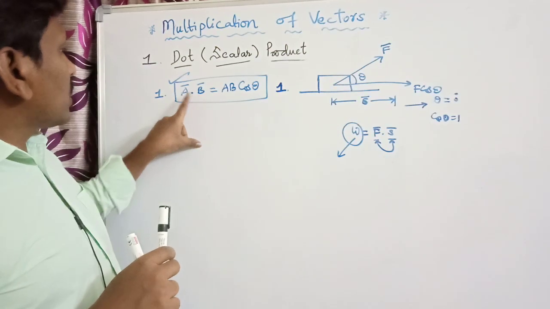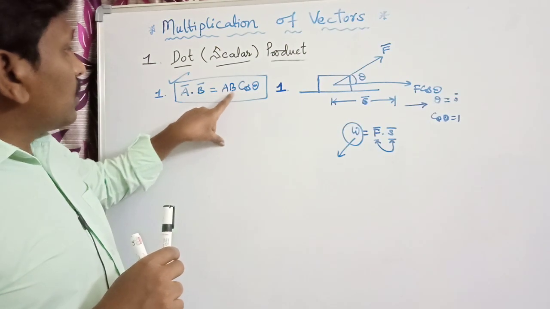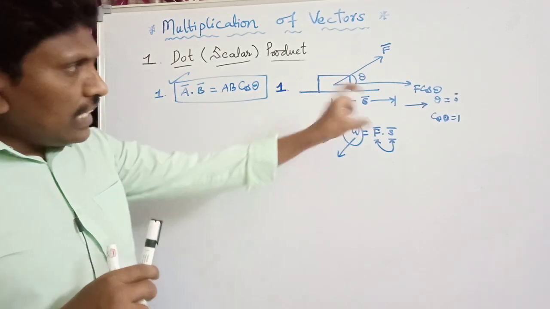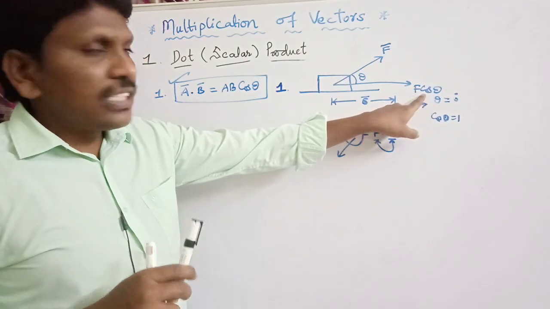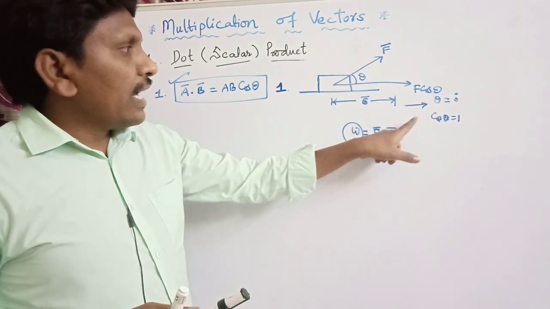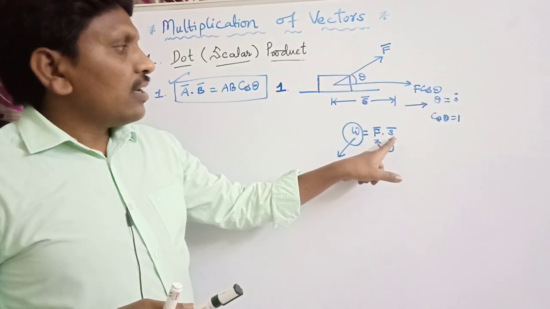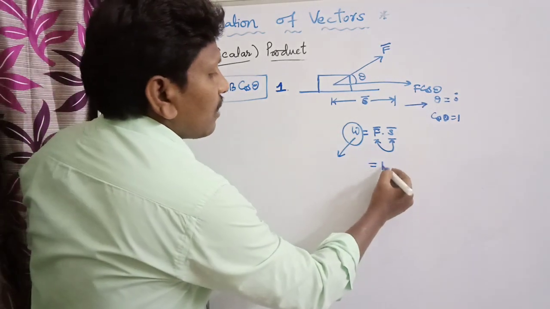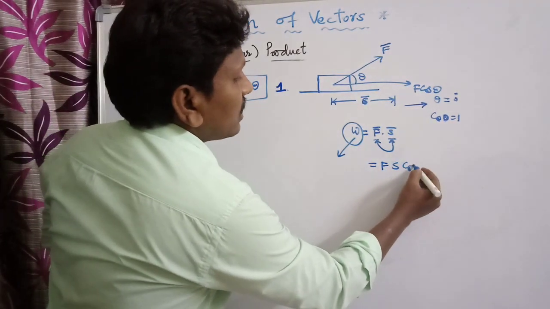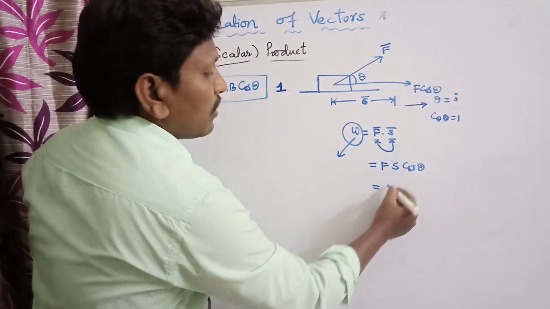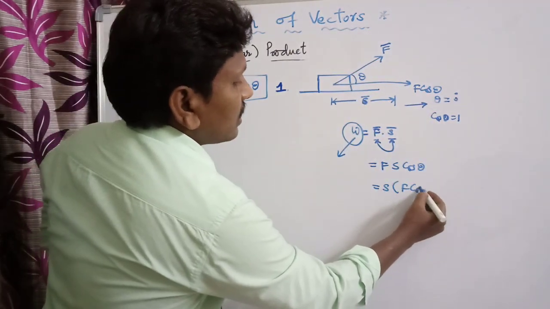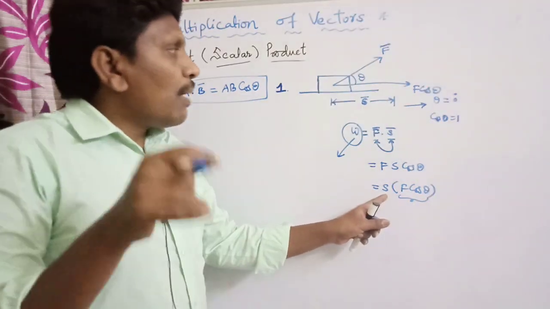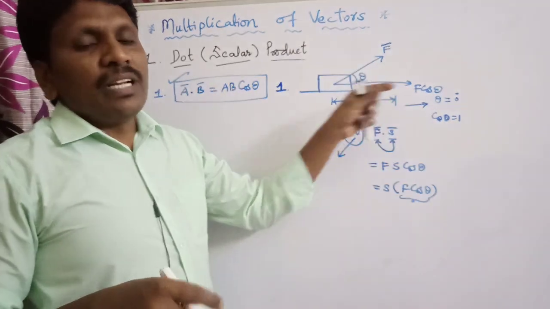The dot product of the two vectors equals the product of the magnitudes of the two vectors and the cosine of the angle between them. In the same way, F cos theta is a component of the F bar vector, and the magnitude of the S bar vector gives the work. That is F cos theta into S, or S into F cos theta. F cos theta is the component of the force, and S is the magnitude of the displacement.